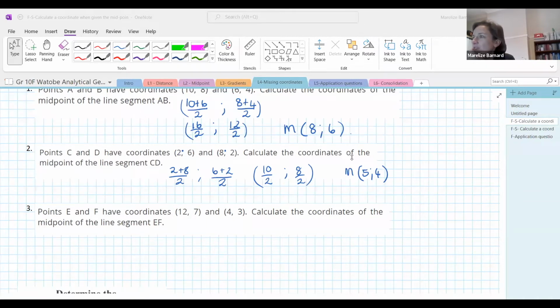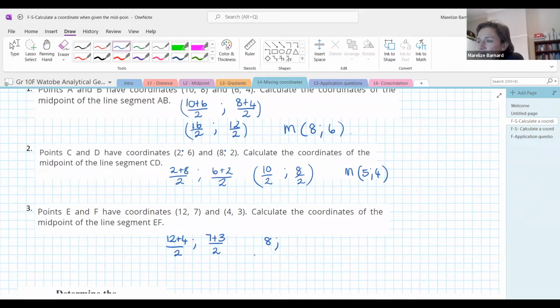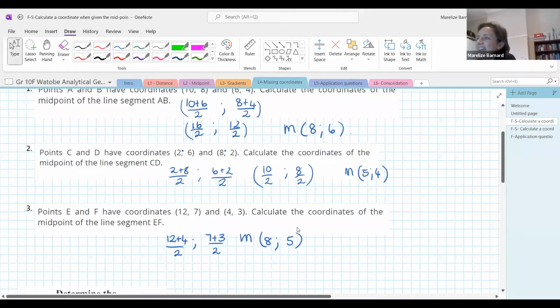We already got question 3. Sure, we are super fast this evening. Well done, everybody. Okay, let's go. I'm going to do the answers. It seems like everyone's got it. Well done. 12 plus 4 divided by 2 and 7 plus 3 divided by 2. That's 16 over 2 is 8. And 10 divided by 2 is 5. Excellent. Well done.